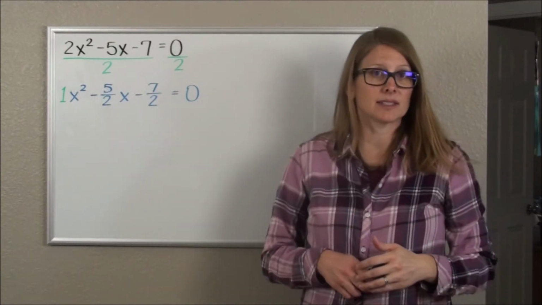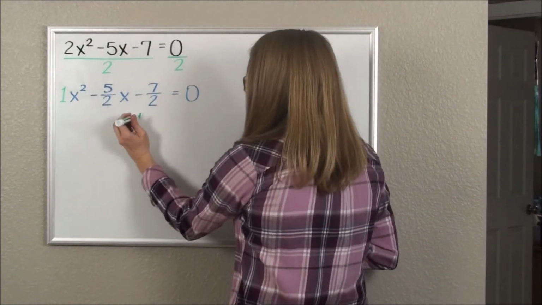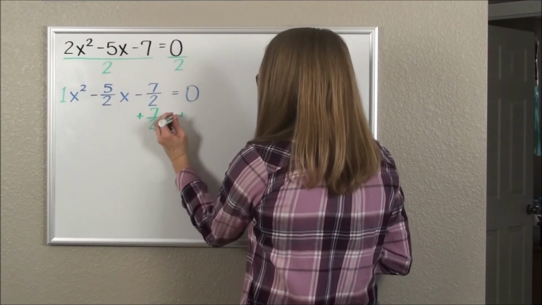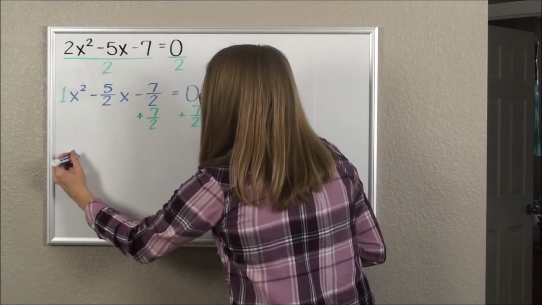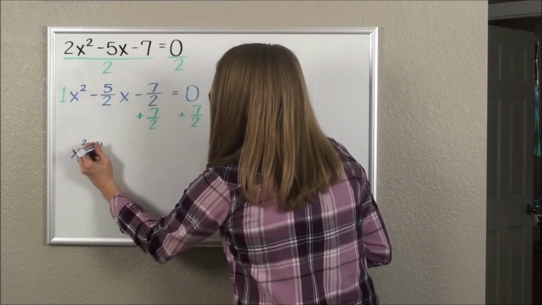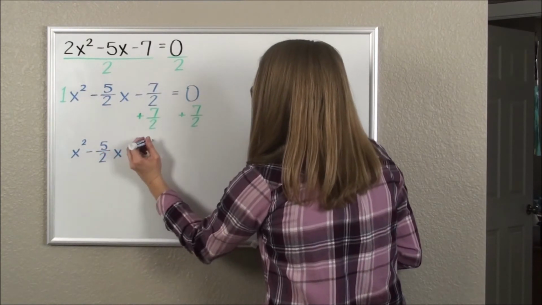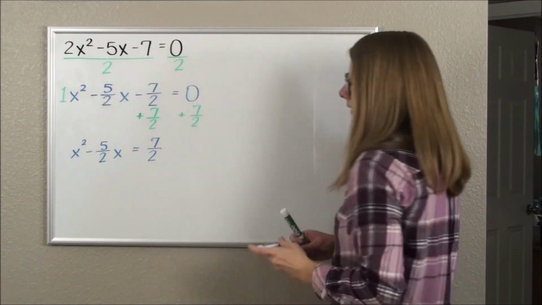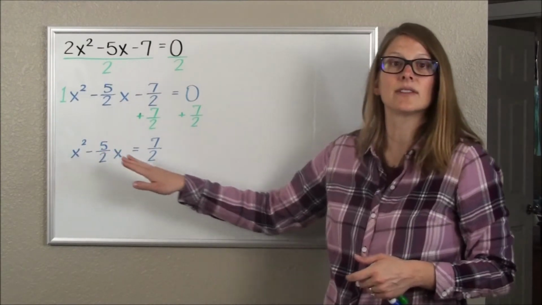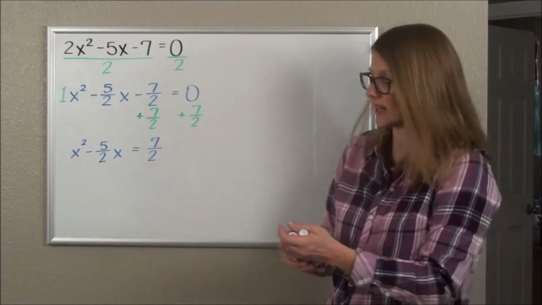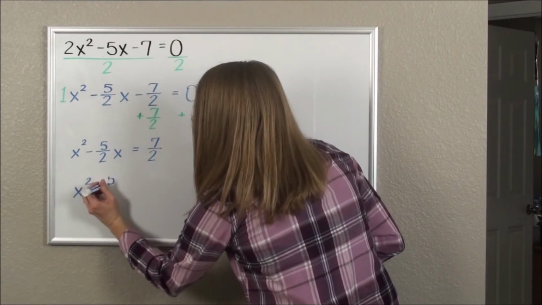When I start the process, I want to leave letters on the left and numbers move to the right. So let's take this 7/2. Since it's negative, let's add 7/2 to both sides. And we will have x squared minus 5/2 x equals positive 7/2. So the fractions are kind of throwing us off, but the big picture is I've got x's on the left, I've got the number on the right. When that's the case, I can start looking for my magic number that I can add to both sides.